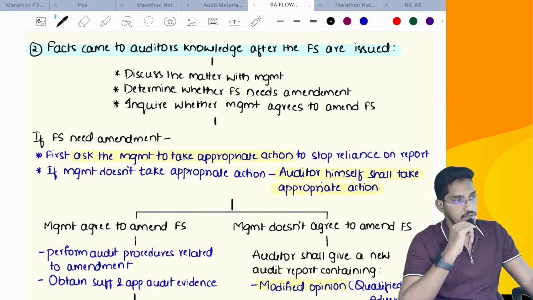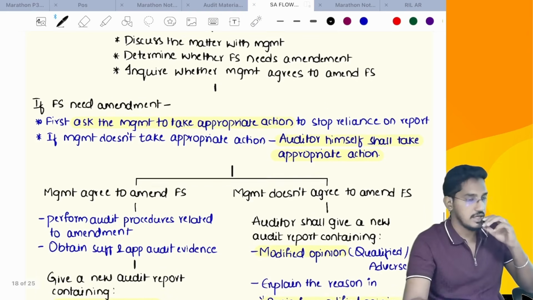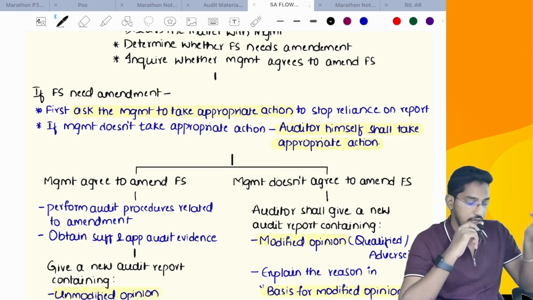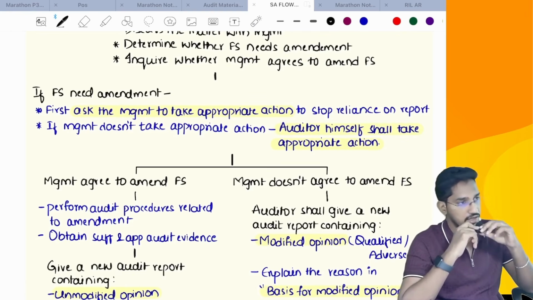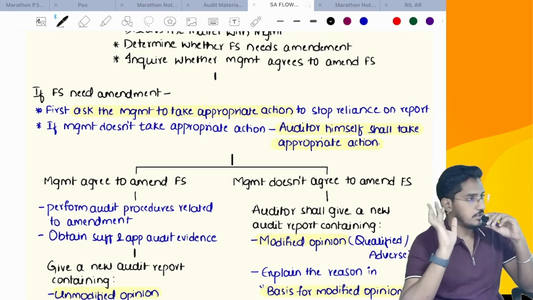Understood? So whatever it is, first stop the people from relying on the auditor's report. Either you do it or management will do it. Someone has to do it. Then after that, once again, I will see whether management is agreeing to amend the financial statements or not. If the management agrees to amend the financial statements, well and good. What I will do? I will perform the audit procedures, whether they have done the amendment properly or not.